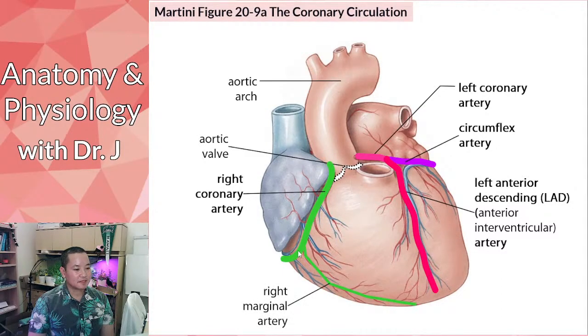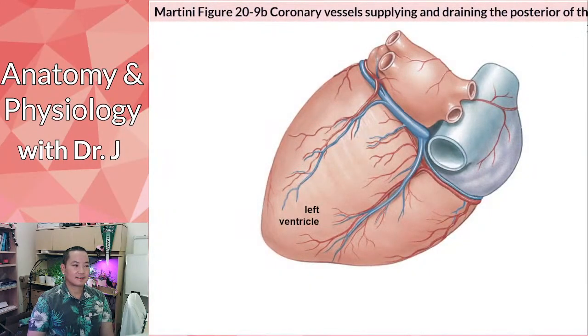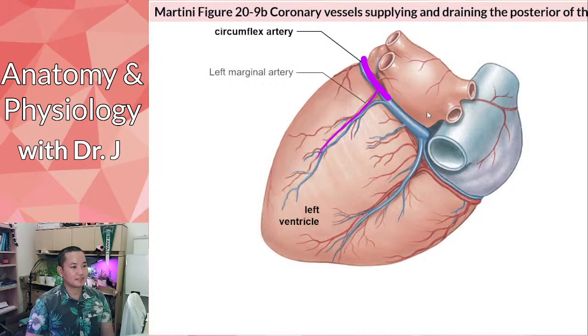Now, there's also something called the right marginal artery, and the right marginal artery is cradling the inferior part of the heart right here, going toward the point of the heart, what we call the apex. And let's look at the back. So if we look at the back of the heart, that front view doesn't show you the entire circumflex artery. There is a back part to it.